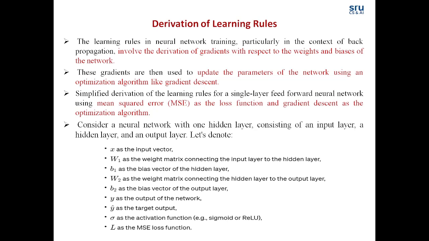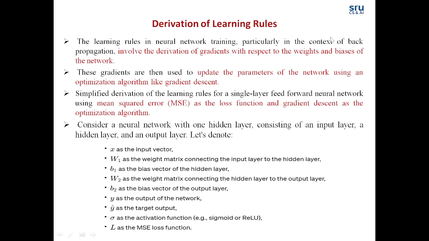Now, derivative of learning rules in the context of backpropagation involves derivation of the gradient with respect to the weight and bias of the network. And these gradients are used to update the parameters of the network using an optimization algorithm like gradient descent. The simplified error metric used for a single layer feed forward neural network is mean square error as the loss function and gradient descent as the optimization algorithm.